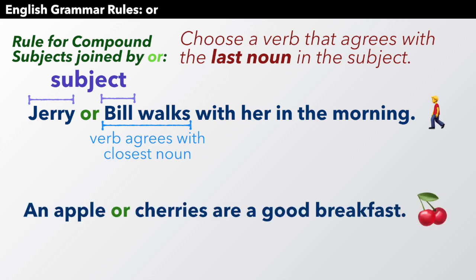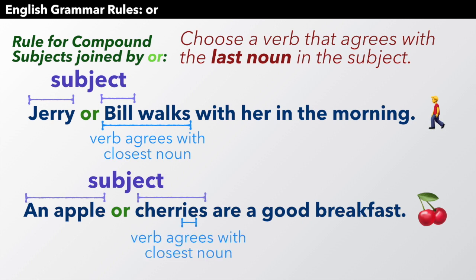Another example, an apple or cherries are a good breakfast. This one's a little sneakier, because an apple is a singular noun, and cherries are plural. But they're both part of one subject. So the verb is going to agree with the closest noun. Cherries are. An apple or cherries are a good breakfast.